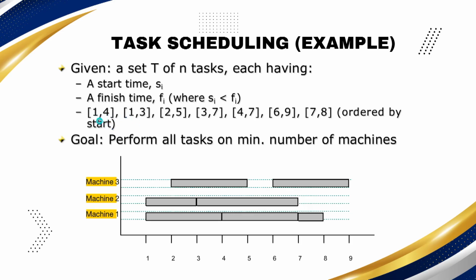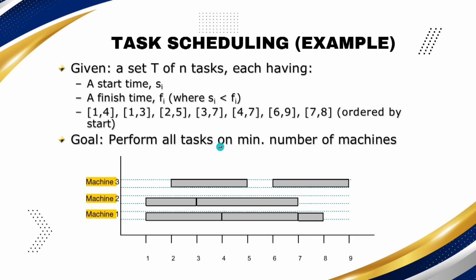So, we have ordered them according to their start time. But as you see, the first two tasks start at 1 o'clock, but the first task finishes by 4 and the second task finishes by 3, right. So, their finish time may vary. We have ordered them according to their start time alone. Our goal with this task scheduling problem is to perform all the tasks, but we have to use only a minimum number of machines.